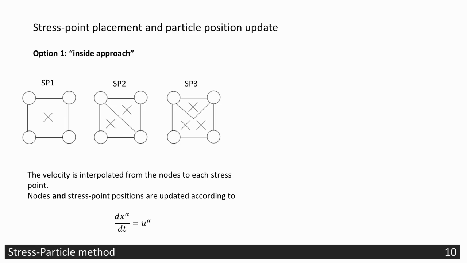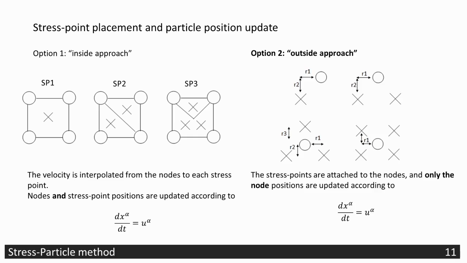One way, which I've named the inside approach, is to have a number of stress points inside 4 neighboring nodes, and you interpolate the velocity from the surrounding nodes onto the stress points and update the positions of both of the sets of particles just according to the displacement equation. An alternative option is to have each node have a number of stress points assigned to that node, which I've named the outside approach, and you only update the position of the nodes according to their velocities, and the stress points follow that node at the same distance throughout the entire simulation.